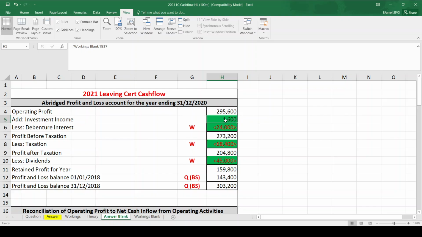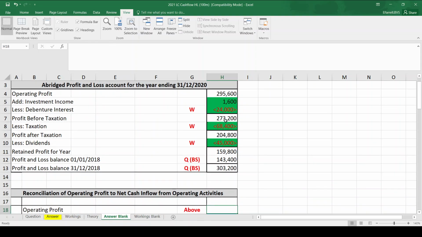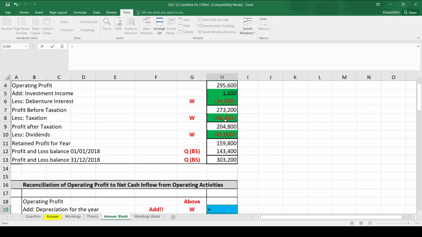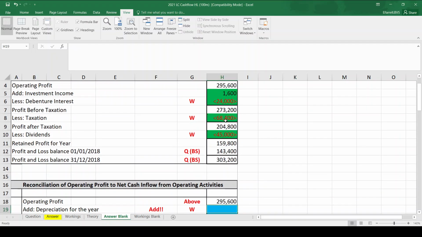Okay, so now that's the abridged profit and loss done. I'm going to do my first reconciliation statement. So this is the reconciliation of operating profit to net cash inflow from operating activities. My first figure here is always my operating profit, which I've just worked out above, 295,600.